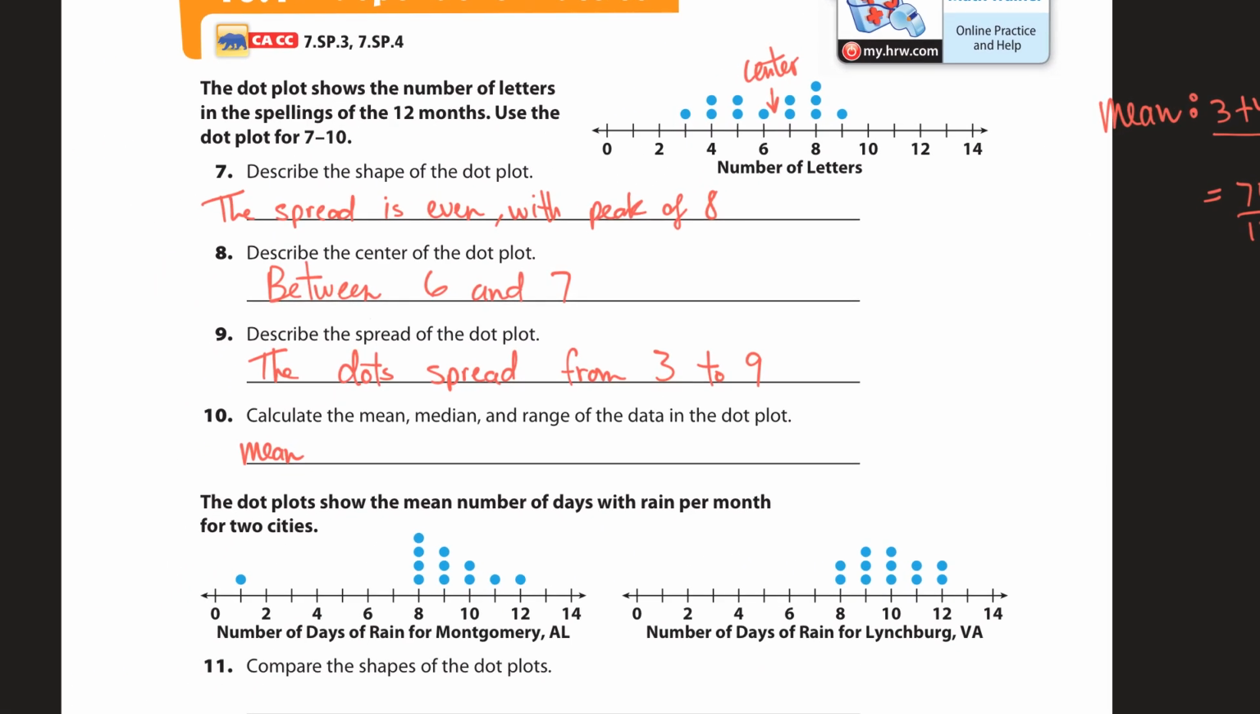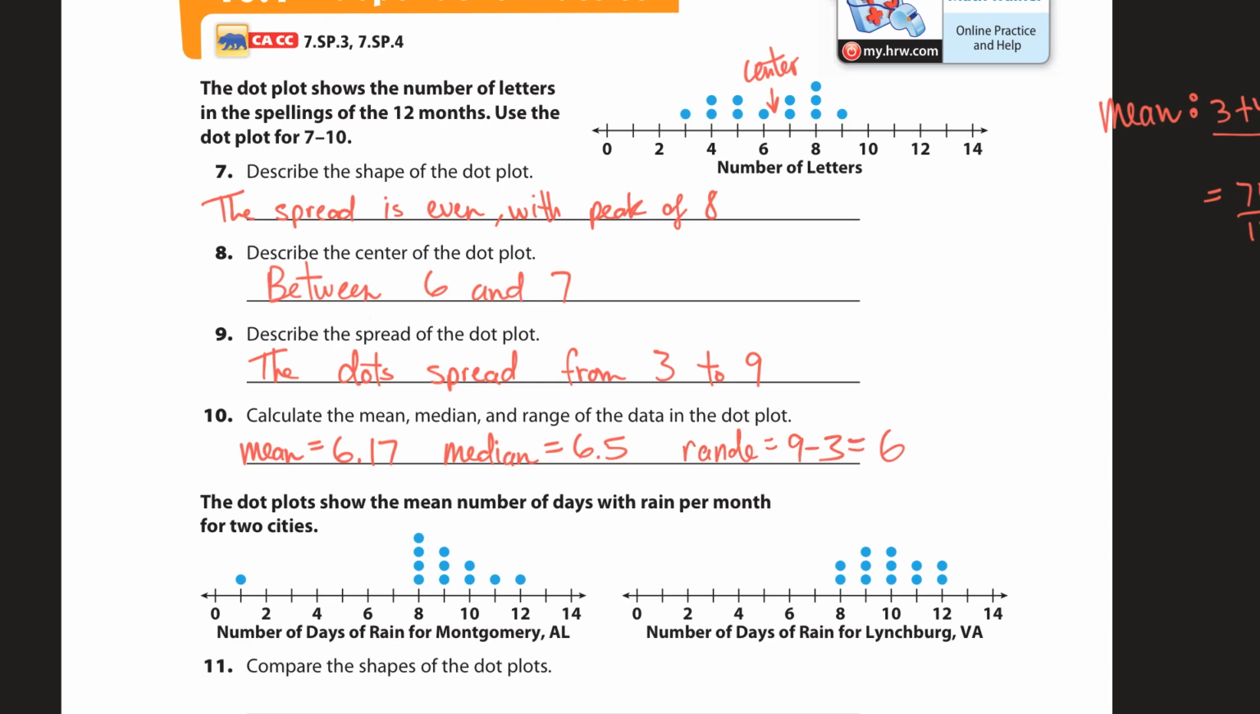The mean is equal to 6.17. The median is the center, and I already found the center. It's in between 6 and 7, so we call it 6.5. So the median is going to be equal to 6.5. And the range is the same as the spread. We found the spread was from 3 to 9, so the range is 9 minus 3, the biggest number minus the smallest number, which is 6.